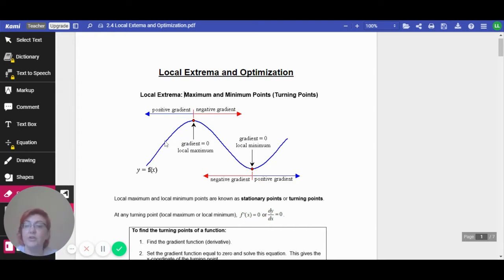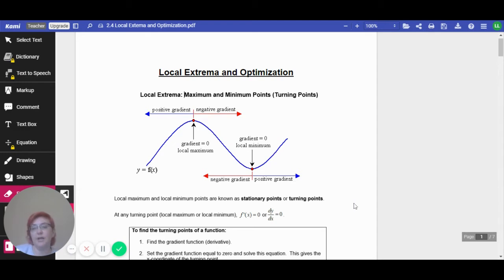A maximum occurs when you switch from a positive gradient to a negative gradient. And right there at the local maximum, your gradient is equal to 0. A minimum occurs when a negative gradient turns and becomes a positive gradient. And again there, where it makes a switch, your gradient is equal to 0, which is your local minimum.